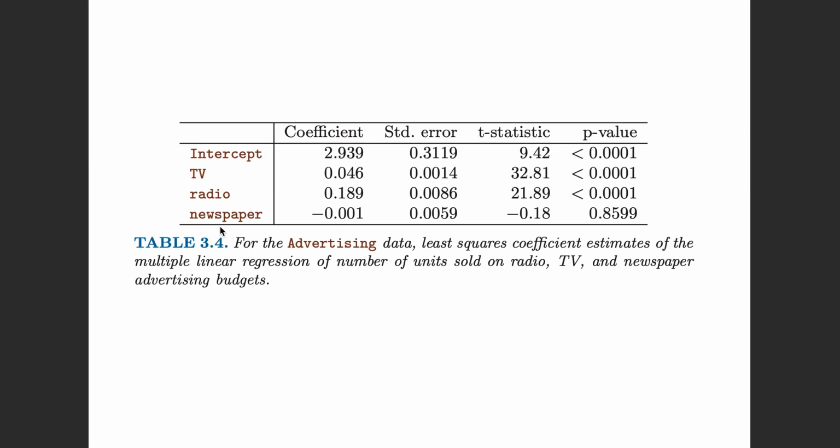Now, if you do this multiple regression using 3 covariates, TV, radio, and newspaper, suddenly what we see is that newspaper becomes insignificant, while TV and radio are still positively associated with sales.